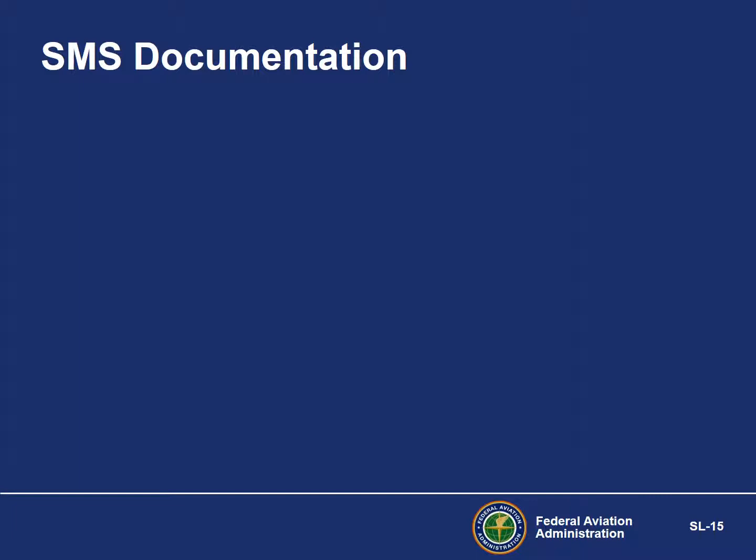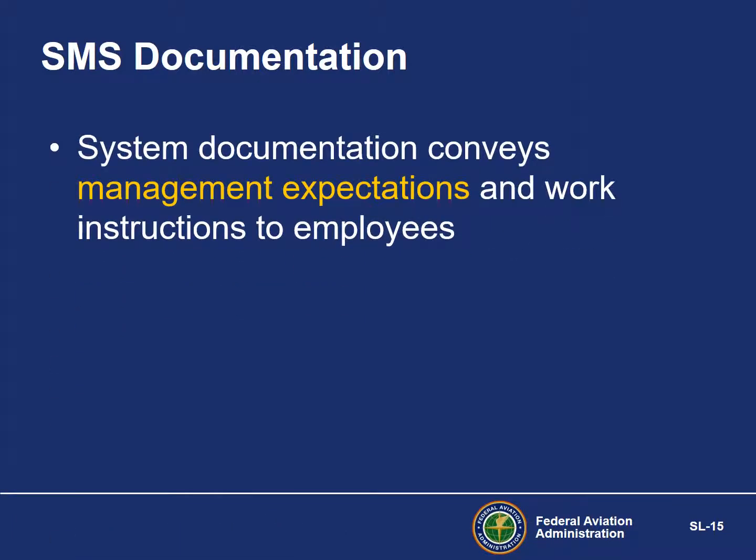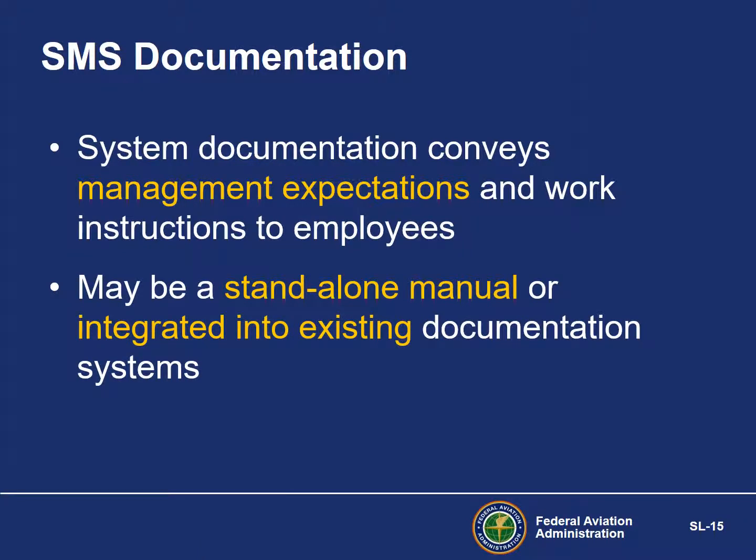System documentation for SMS contains nothing new or different from other systems of the company. It conveys management expectations and work instructions to employees. Policy, procedures, instructions, outputs, documents, and records may be in a standalone manual or integrated into existing documentation or manual systems. There is no requirement for an SMS manual. However, it is important that an organization be able to manage safety. Often this is more easily done through a structured outline-style manual that classifies organizational-level SMS policies.